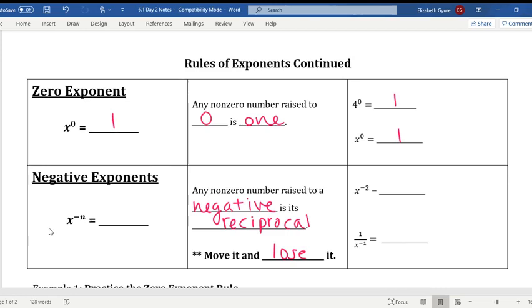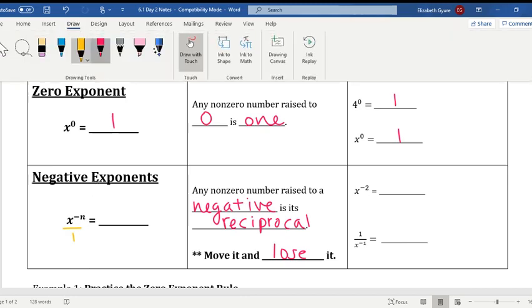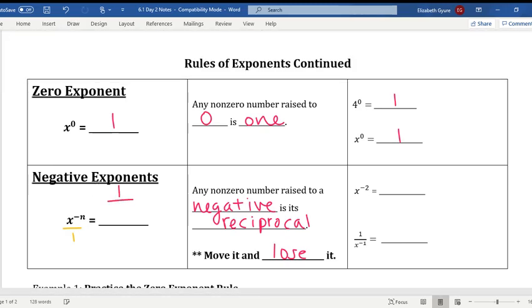So for example, here, if I have x to the negative n, remember, can't I technically put any number I want over 1? Isn't that allowed? Like 5 is just 5 over 1, right? 7 is just 7 over 1. So x to the negative n is technically x to the negative n over 1. So to get rid of that negative, I move my number and I lose my negative. Right now it's on the top of the fraction. I'm going to move it to the bottom of the fraction and lose my negative sign.